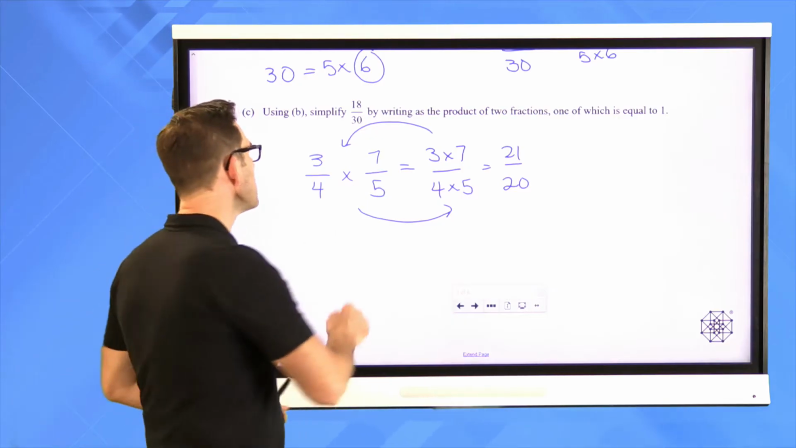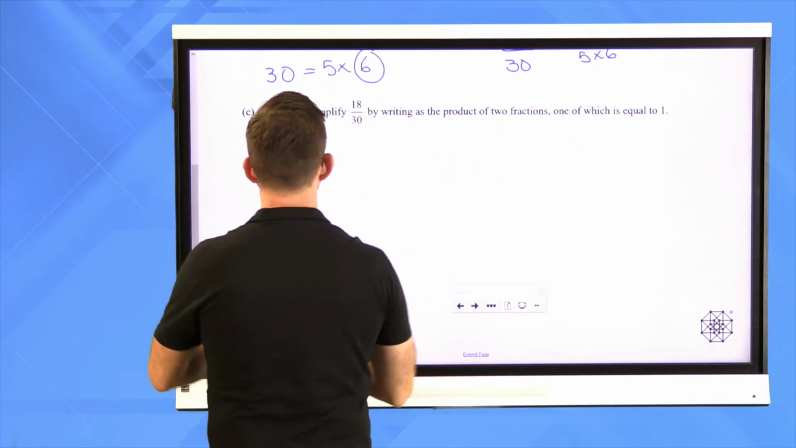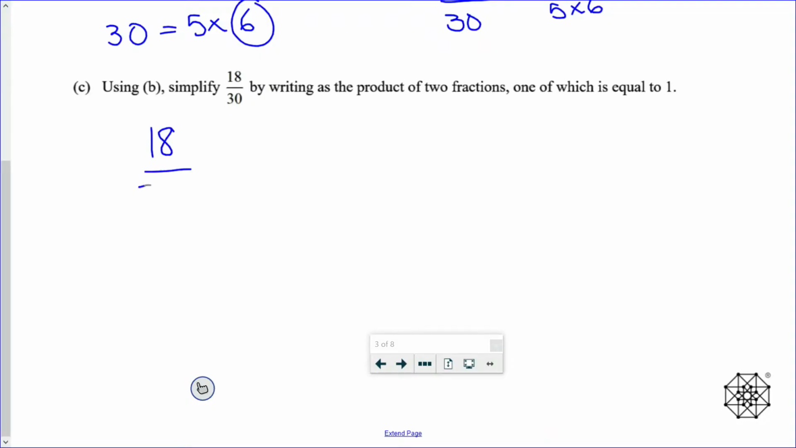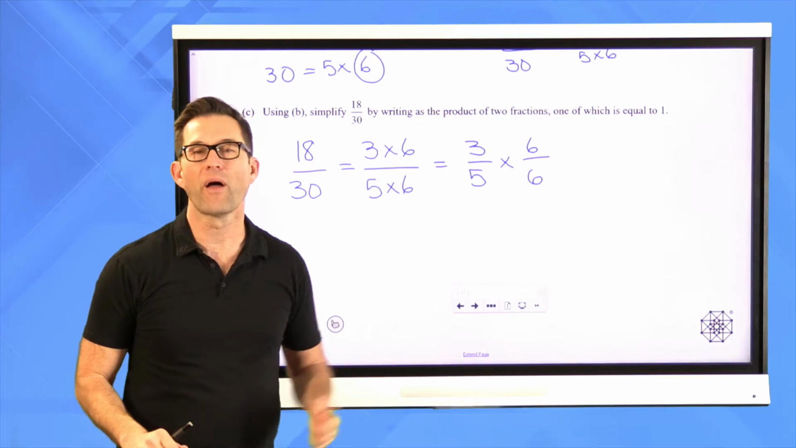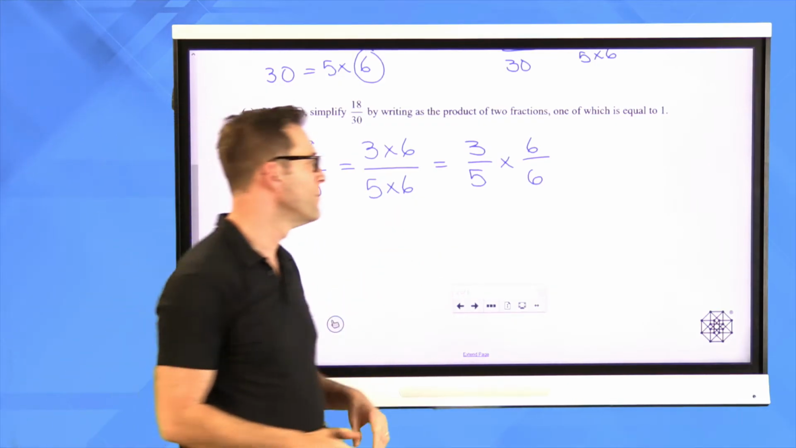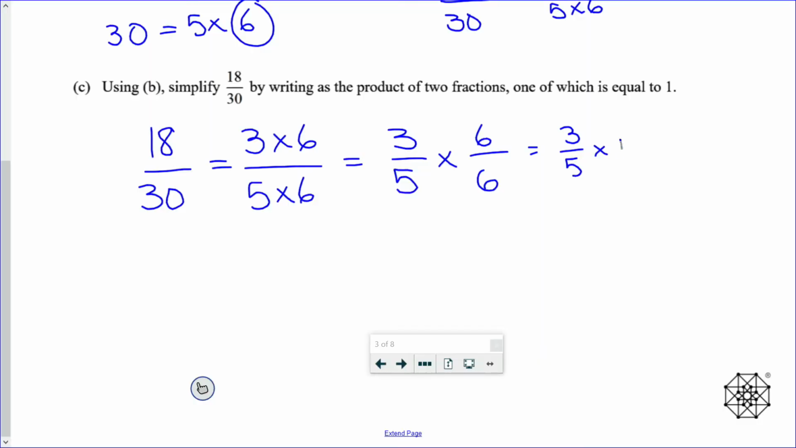Now, how does that link into what we're doing right now? Well, I know that 18 divided by 30 is the same as 3 times 6 divided by 5 times 6. But that's the same as 3 divided by 5 times 6 divided by 6, right? I can literally unmultiply these fractions, and now this is just 3 divided by 5 times 1, and that's just 3/5.